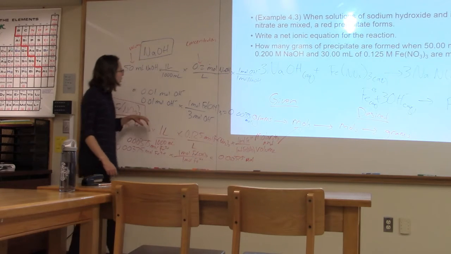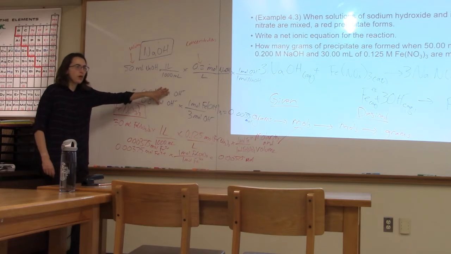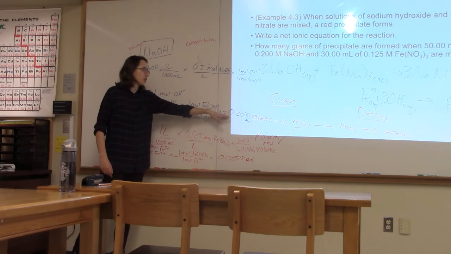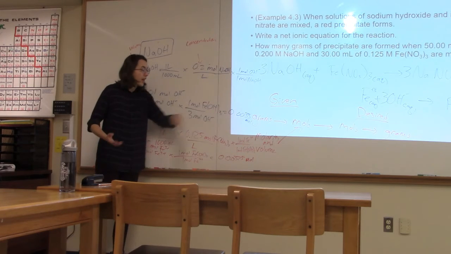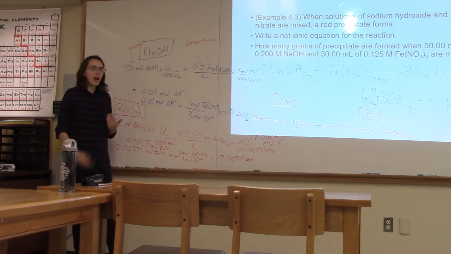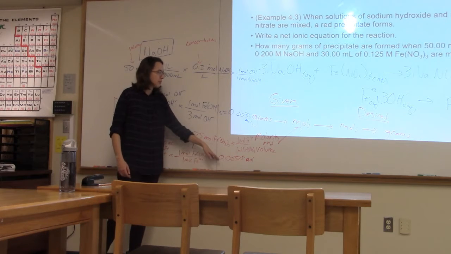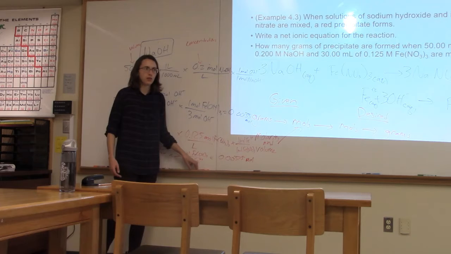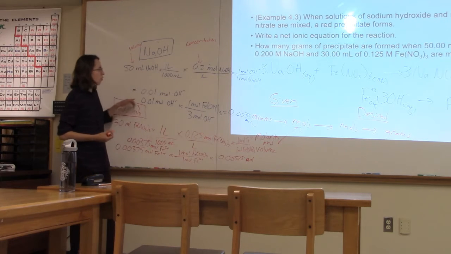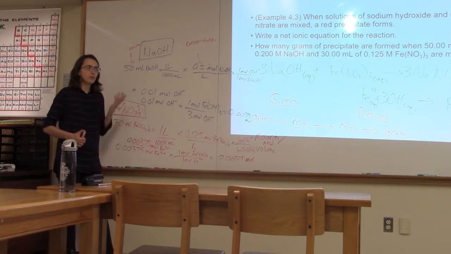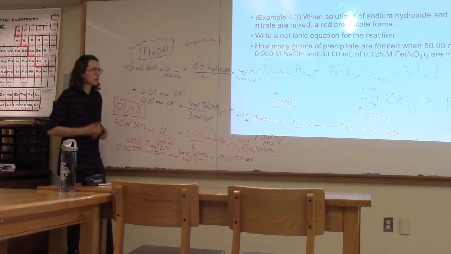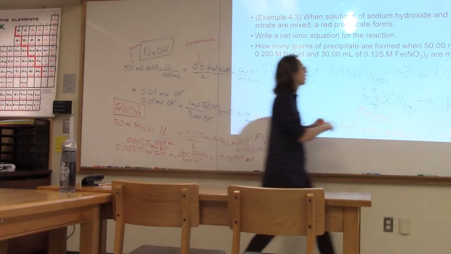Okay, so if all of the OH minus got used up, I would be able to make 0.0033 moles of product. If all of the iron got used up, I would be able to make 0.00375 moles of product. Which one is the limiting reactant? First one. First one. So, what is the yield in moles? How many moles of product do I make? 0.0033. Yes, bingo.